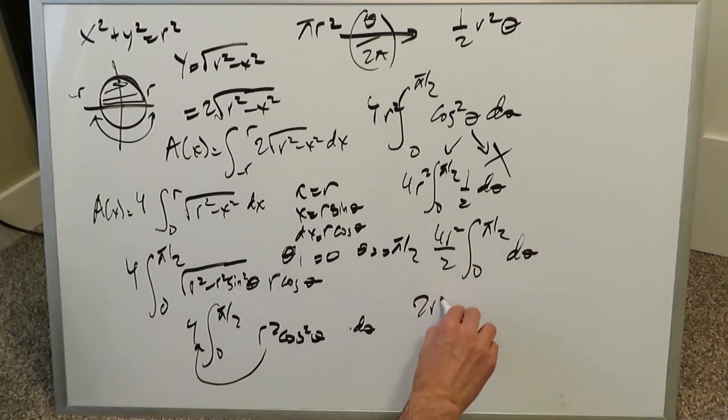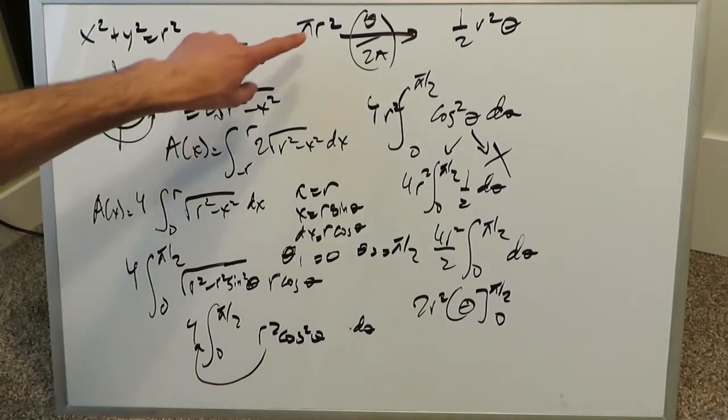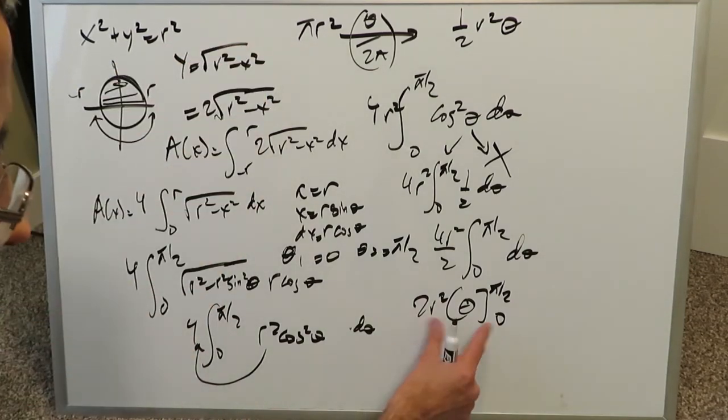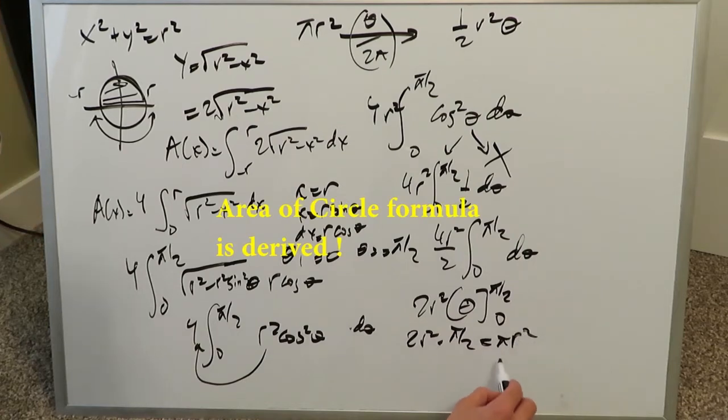This becomes 2r squared, and you integrate dθ with respect to this integral. You just have θ, from π/2 to 0, and we're still here on the area formulation, the area derivation right here. When you integrate this, you have 2r squared times π/2. The denominator 2 and the numerator 2 cancel out. You get πr squared. The area formula has been derived.